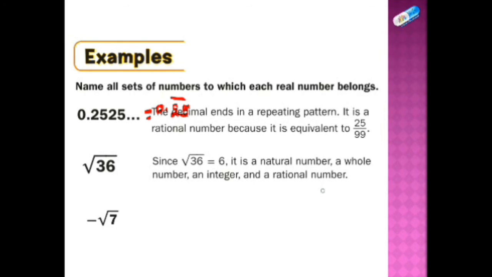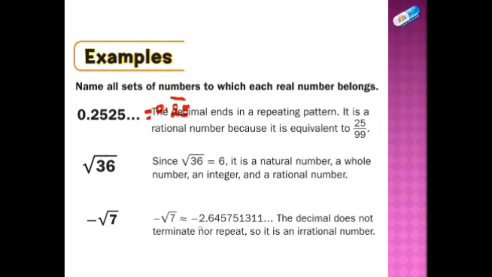The third one, negative square root 7. If you get it on the calculator, you will find it is equivalent to negative 2.64575. As you see here, this decimal is not repeating nor terminating. This means that the decimal does not terminate nor repeat, so it is an irrational number.